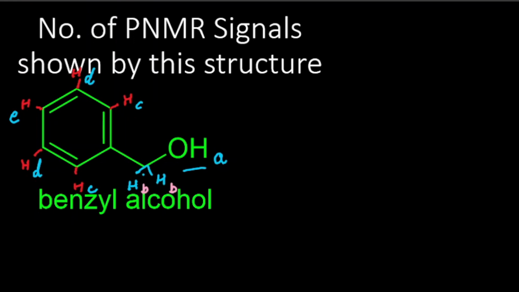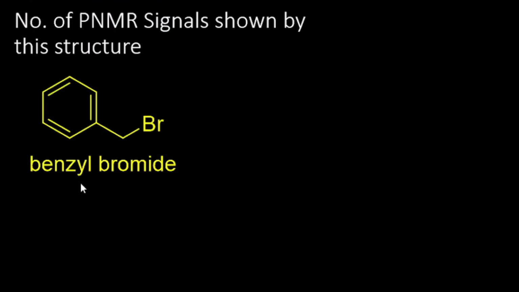Now the second compound is benzyl bromide. It is also somewhat like this. Here the hydrogens are present. These two hydrogens have the same chemical environment, so we will show them as A, because both hydrogens give the same signal in the proton NMR. Chemical environment means the different kinds of functional groups present around the hydrogen. Both these hydrogens have the same, with bromine on one side and the benzene ring on the other side. So these two hydrogens will show the same signal in the proton NMR spectrum.